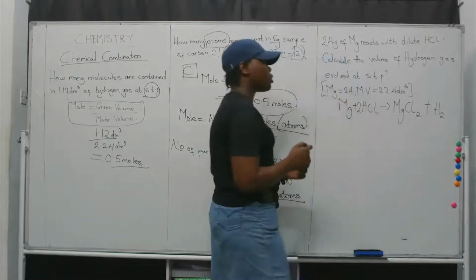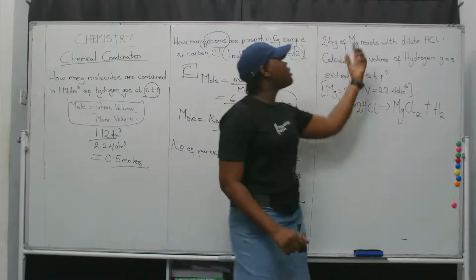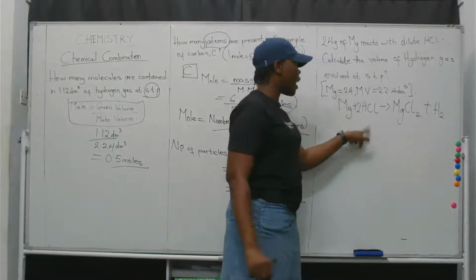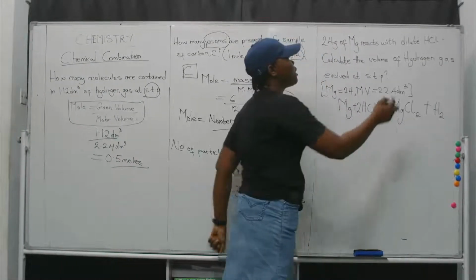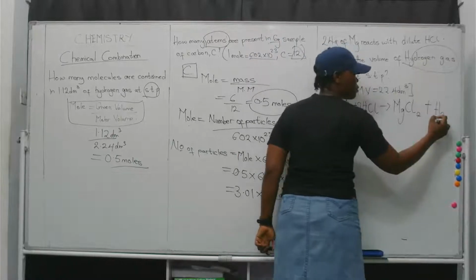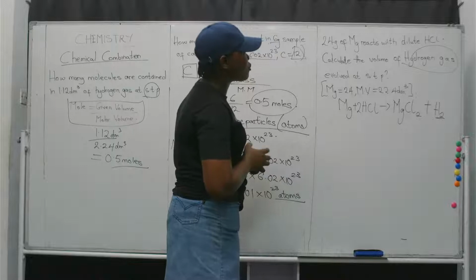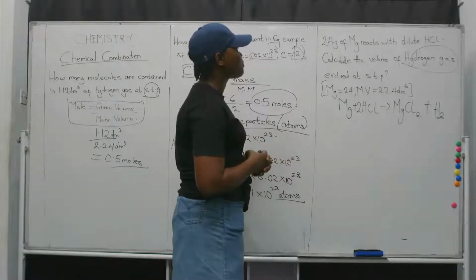We're not given the equation, but we already know that magnesium is a group 2 element, and so it will come out to be this, and then hydrogen will be involved. We're told the volume of hydrogen gas evolved. So this is the hydrogen that would get evolved in the process of the reaction.